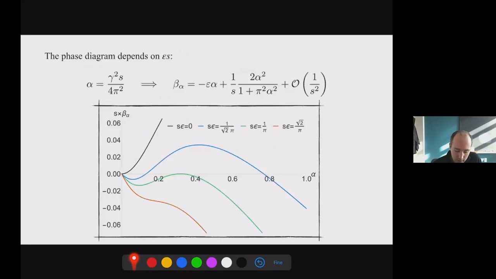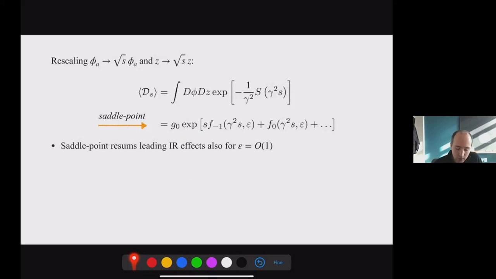So once you have an action, it's obvious how to do semiclassics. You just rescale your fields by the appropriate power of the large S, the square root of S, to see the right semiclassical limit. You get that the defect path integral is just 1 over gamma square times an action which depends purely on gamma square S. So you can clearly just compute your path integral by saddle point, and you will find your G function, or whatever other observable you want to compute, in a double expansion at large S and in powers of gamma square S indeed.